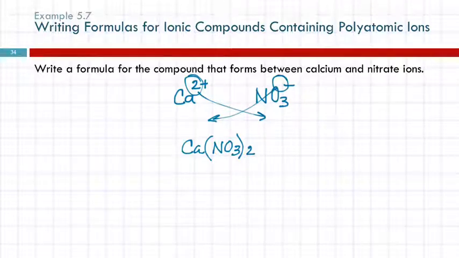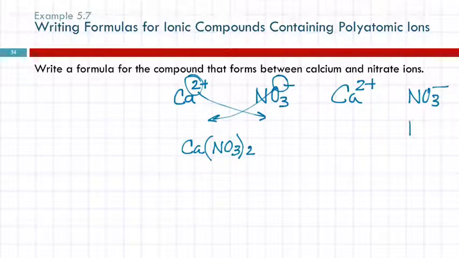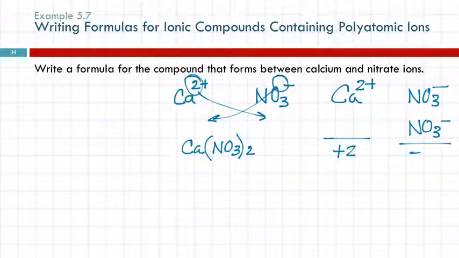Yeah. If we draw this out, we've got calcium 2+ and NO3-. The formula is telling us we've got 2 of those. So if we add up the charges, this adds up to +2 and this adds up to -2. And so the combination of 2 of these and 1 of those will give us a neutral compound. It has to be neutral. Any questions?